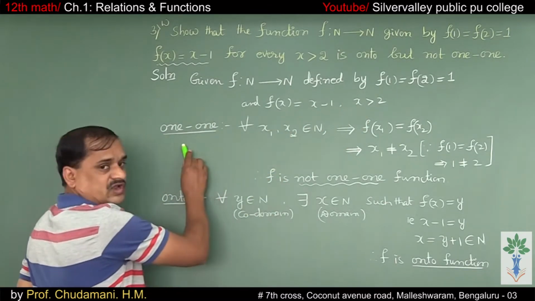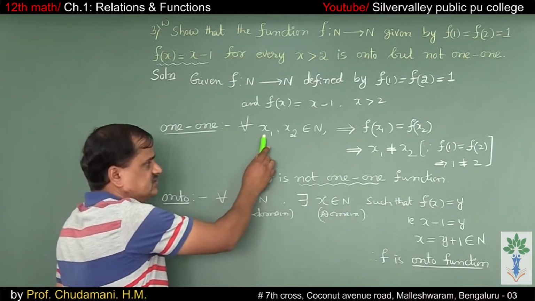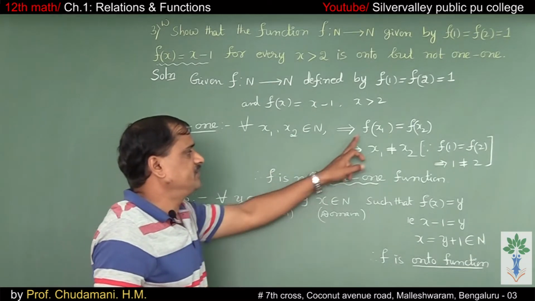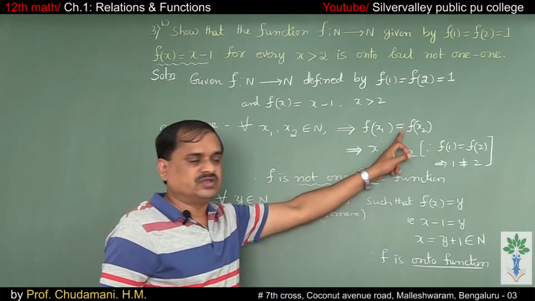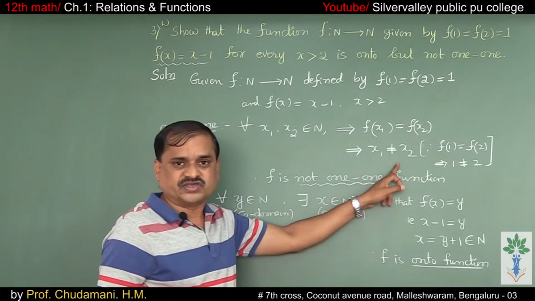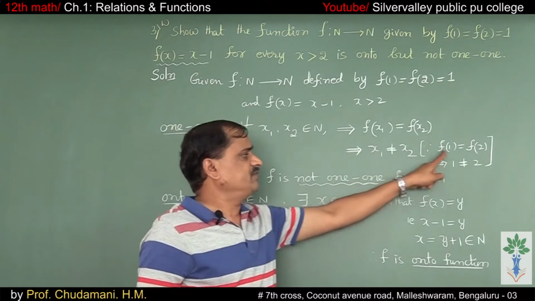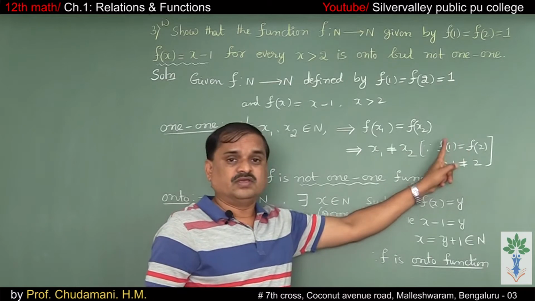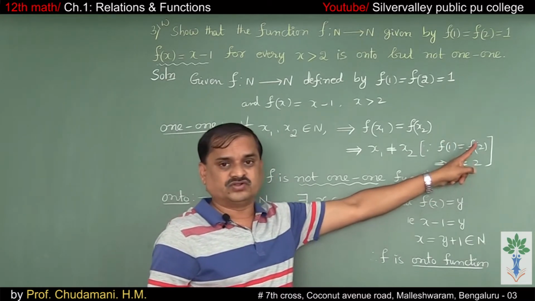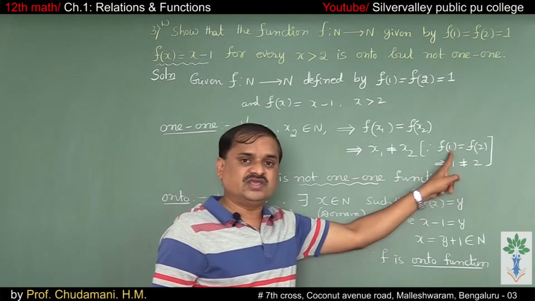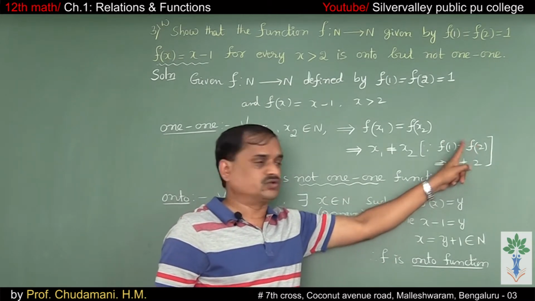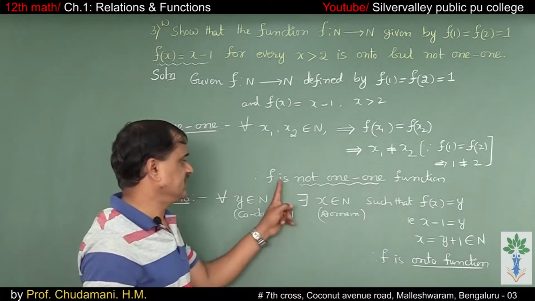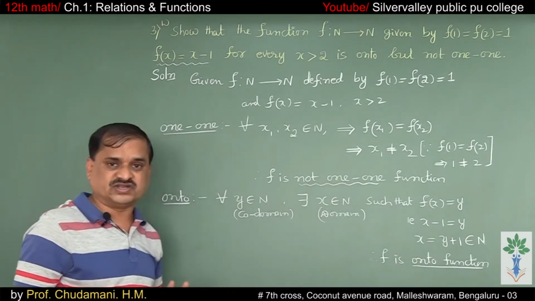Let us verify one-one. For two elements x1 and x2 belonging to the domain, the natural numbers, f of x1 equals f of x2 does not imply x1 equals x2. Why? Because f of 1 equals f of 2, both are equal to 1. These two are equal, f of 1 equals f of 2 equals 1. But x1 is 1, x2 is 2, and 1 is not equal to 2. So that means x1 is not equal to x2. That's why f is not a one-one function.